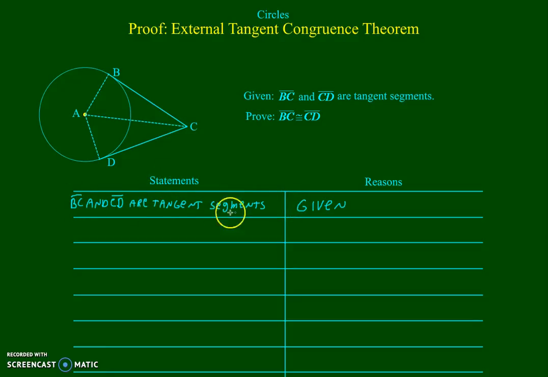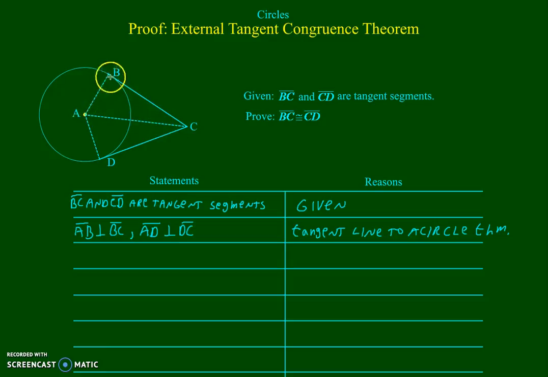So here we have our given statements. We've drawn in our two radii and our segment from the center out to this common external point. Now out of the box, we know from our last theorem that AB is perpendicular to BC and AD is perpendicular to DC. And that's the tangent line to a circle theorem. So let's go ahead and write in that statement. So AB is perpendicular to BC, AD to DC.